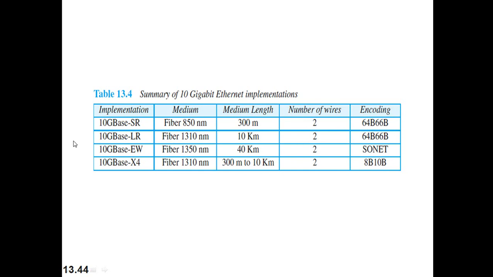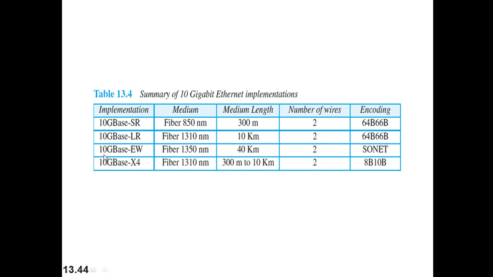When it comes to 10GBASE-LR, the medium is a 1310 nanometer fiber optic cable. The length of the medium is 10 kilometers. The number of wires is 2. Here we are using the same encoding scheme, 64B/66B.